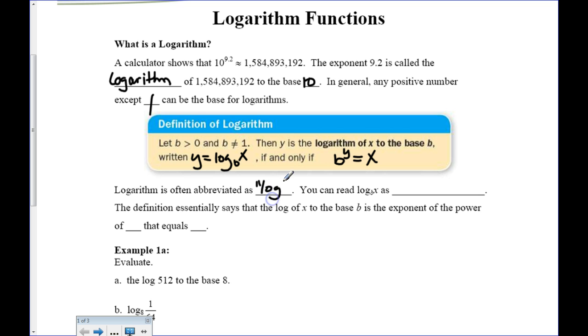A logarithm is often abbreviated as "log." You don't have to write the whole word out. And you can read log base b of x as "log of x to the base b." The definition essentially says that the log of x to the base b is the exponent of the power of b that equals x.